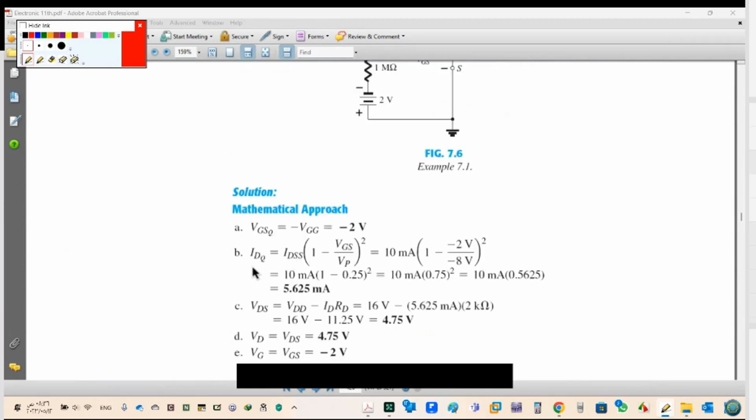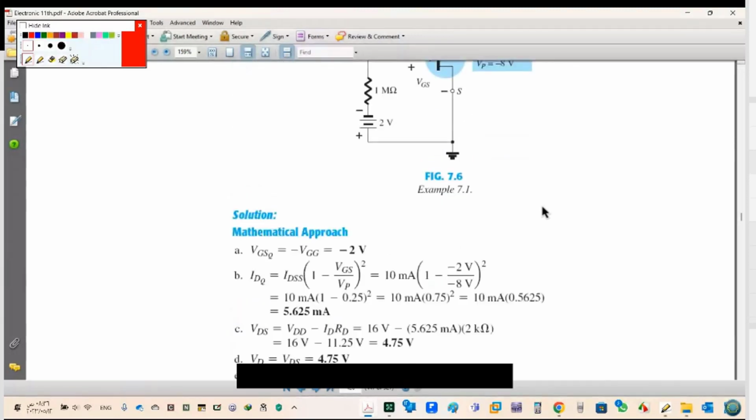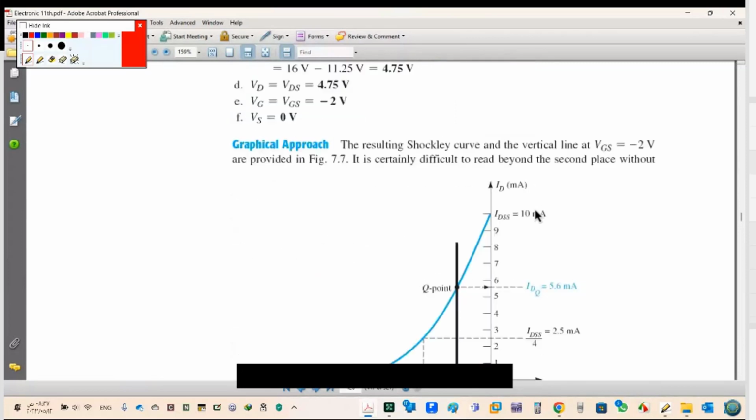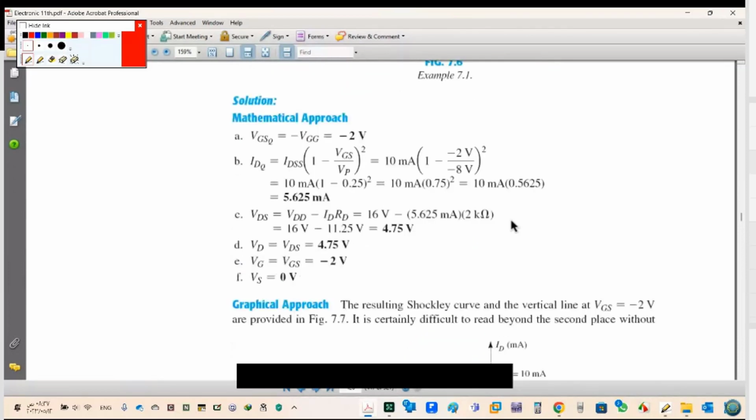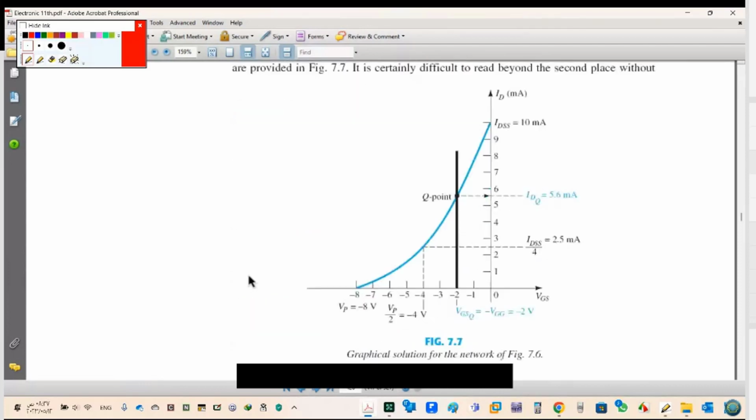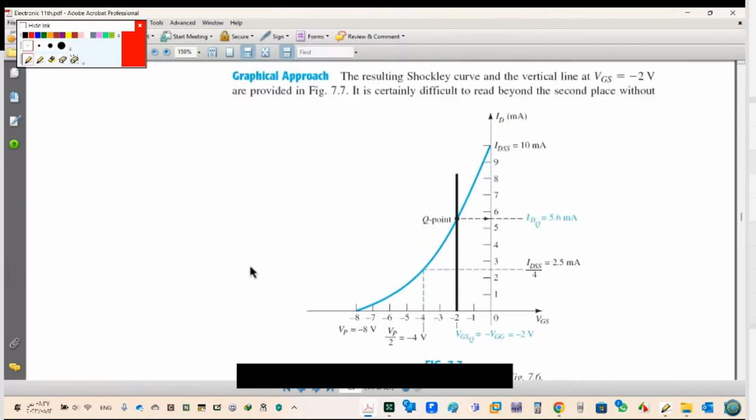After that, in this question, they solve it based on math. Doctor, math is easier than graph. Yes, but just here it's easier. Later it will be hard, so I prefer to use the graphical approach. Here they find the IDQ, then they can find the values. In the exam, you must use a graph.